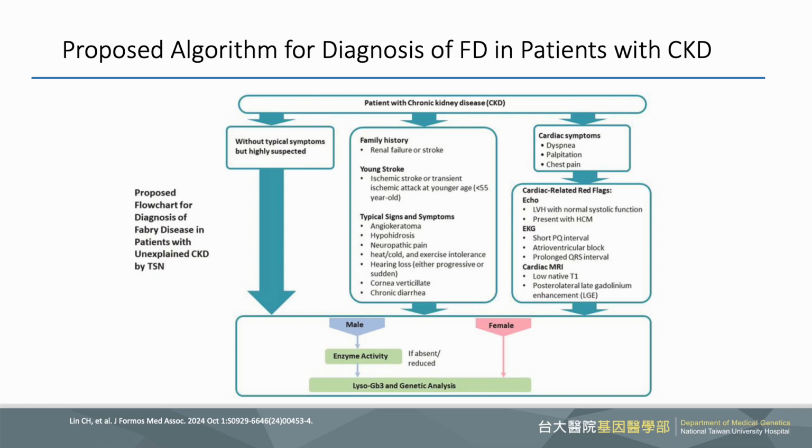There are two design features. First, it diverges by sex at the diagnosis step: enzyme leads in male, genotype leads in female. Second, it carries a cardiac reflex sign overlay. A CKD patient with LVH, short PR interval, conduction disease, a low native T1, or late gadolinium enhancement should move up your suspicion list. In a renal clinic, this is in fact a ready-made screening protocol.